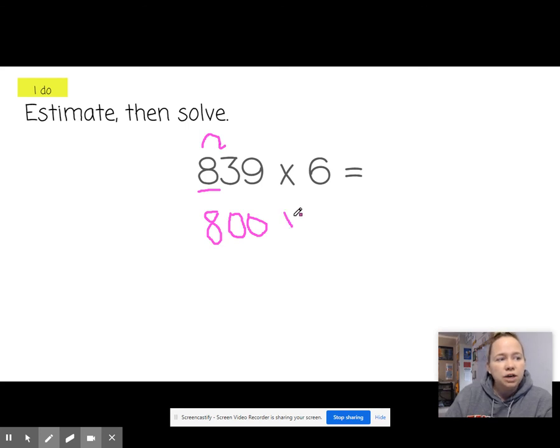Now I'm going to do 800 times 6. Well, I know that 8 times 6 is the same as 6 times 8. And 6 times 8 is 48. And then, it's in the hundreds place, so I'm going to put my 2 zeros here on the end. So the estimate answer is 839 times 6 is close to 4,800.